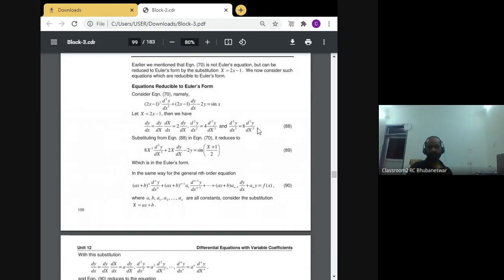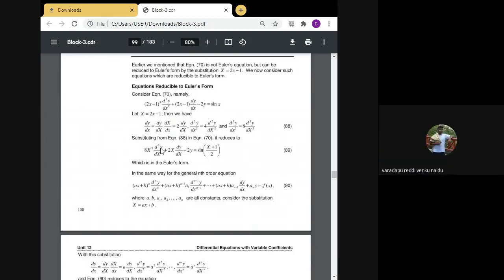Now we substitute all these values of the first, second, and third derivatives in the differential equation according to our requirement, and the differential equation will be converted into the form of equation 89. In this equation 89, we can easily see the first term is 8 into x³, and the order of the derivative is third order, that is d³y by dX³.